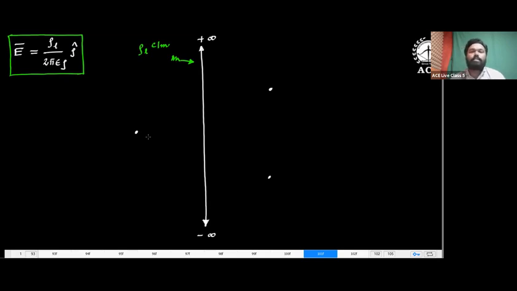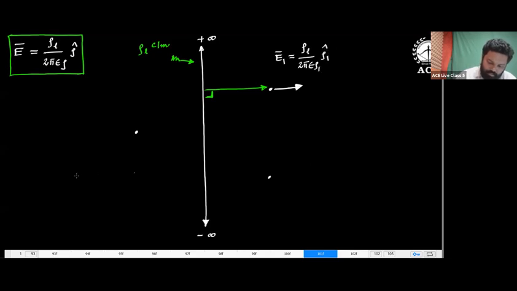What happens to the electric field at the first point? At any point, it is radially outwards. Clear? But the electric field there is dependent on the perpendicular distance, from here to here. So what is the electric field there? I'll call it E1. E1 is equal to rho L by 2 pi epsilon rho 1 into rho 1 cap. So here it is the rho 1 vector, the perpendicular distance vector, beta.